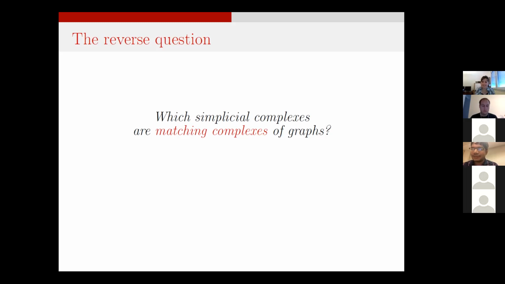Just a quick question, if I may. So you're taking the matching complex of a graph, and if you look at the one-skeleton of this matching complex, that's again a graph, right? Can you again form the matching complex of that graph, and if you take the iteration of that, does it give you different sorts of graphs, or does it terminate?